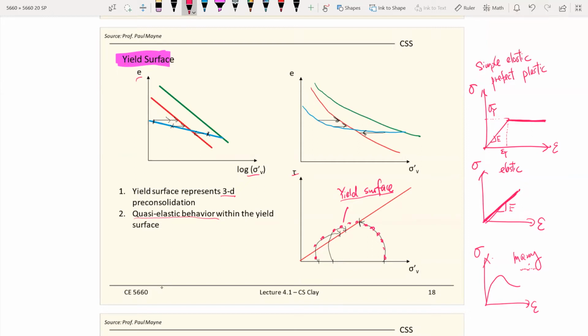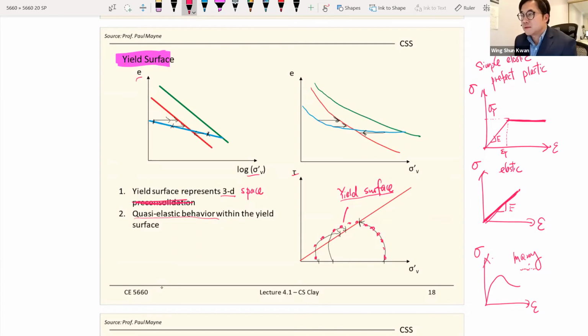I've got questions. Dr. Kwan? Yeah, go ahead, David. Hey, so I have two questions. The first one is, how is this related to pre-consolidation? It says the yield surface represents 3D pre-consolidation. What does that mean? Frankly, I forget where the pre-consolidation reference came from. Maybe it shouldn't be there. Okay. Yeah, good catch. No worries. So 3D space is what it means. Okay. Second question?